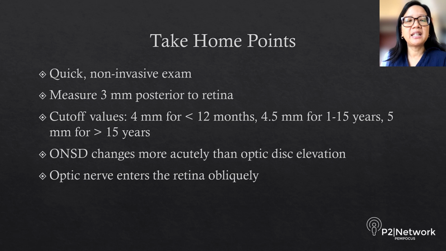Remember that in children, there is variability in normal optic nerve sheath diameter based on age. In children 12 months and under, you use a cutoff of 4 millimeters. Between 1 and 15 years of age, you use a cutoff of 4.5 millimeters. And in children older than 15 years of age, you use the adult cutoff of 5 millimeters.